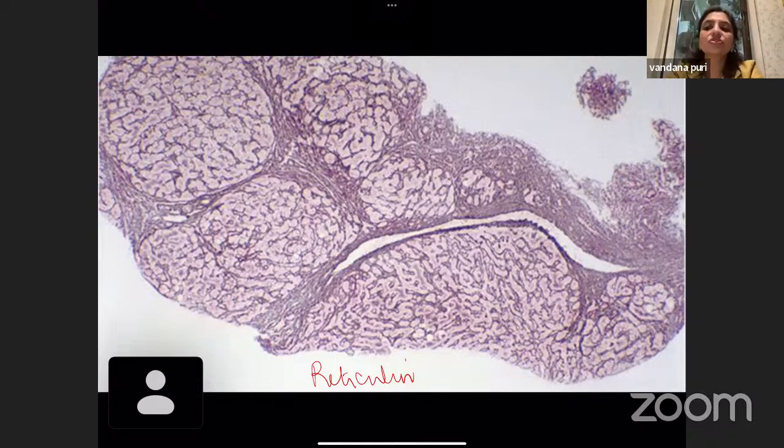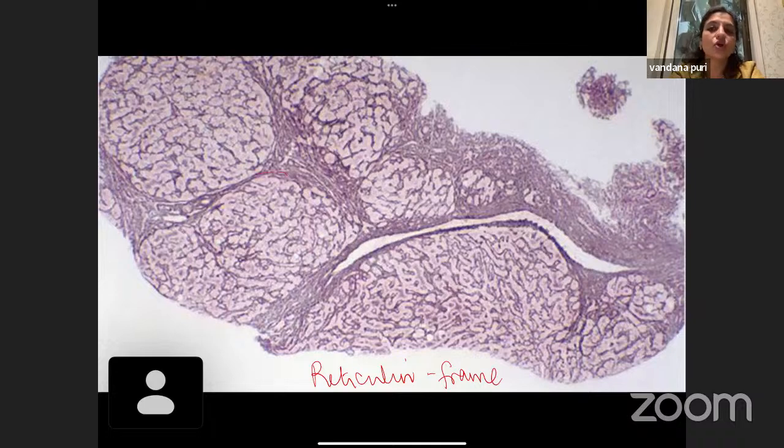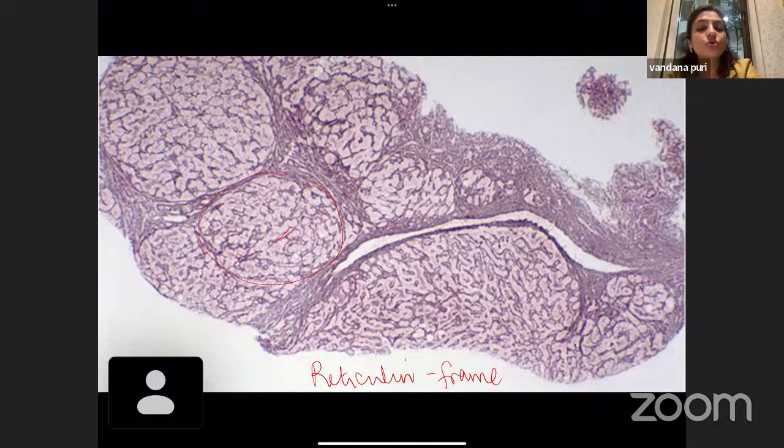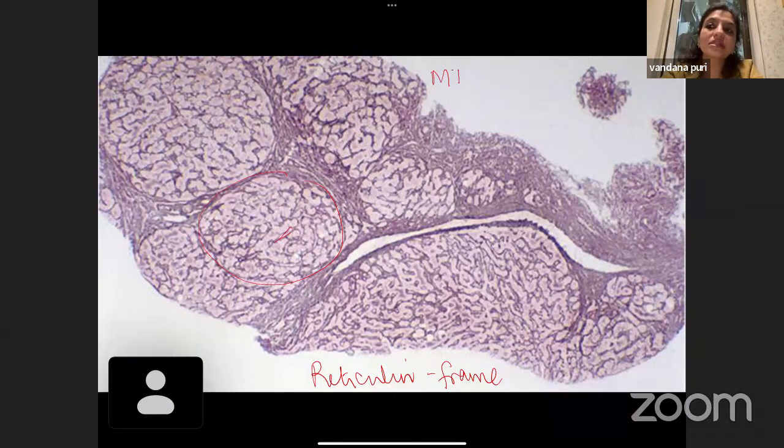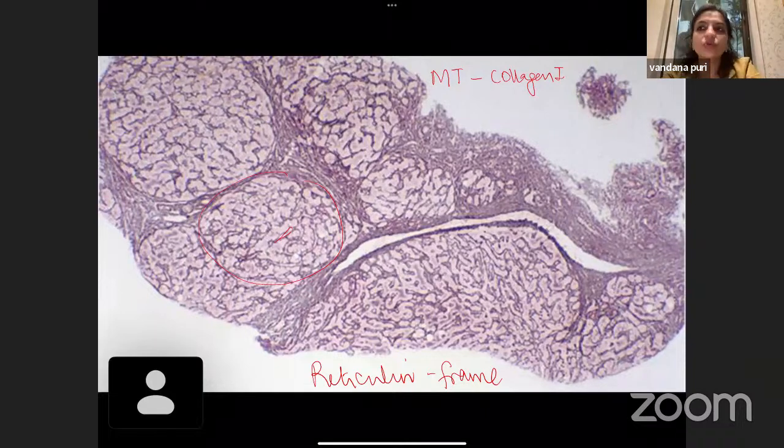So it identifies not only the framework of the liver, but it also identifies the presence of cirrhotic nodules. So you can see the framework as well as nodules. Both are picked up by reticulin stain. Whereas Masson trichrome can only pick up collagen type 1. Because it can pick up only collagen type 1, it cannot identify the normal framework. So it can only identify the fibrosis where it is occurring.